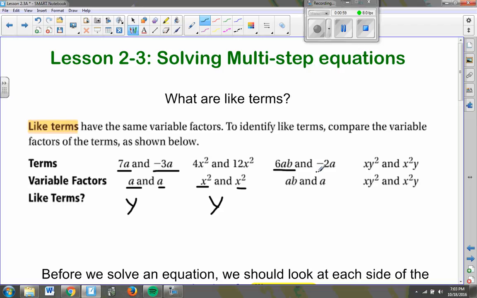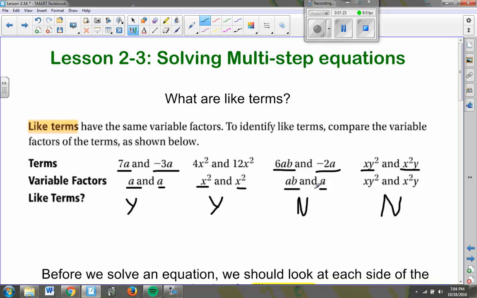Here we have 6ab and negative 2a. One of them has an a and a b. The other has just an a. So the answer there is no, those are not like terms. And then we have xy squared and x squared y. Those are definitely not like terms because the exponent is in a different place. So totally different things.